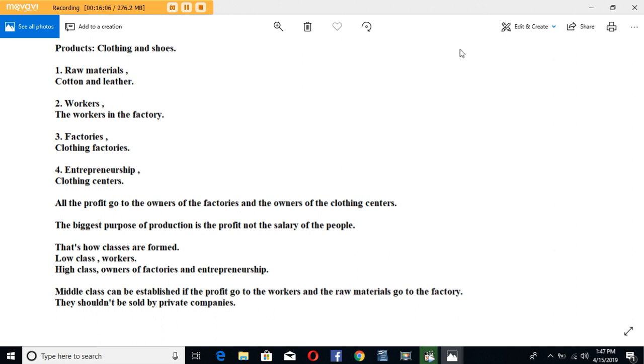The biggest purpose of production is the profit, not the salary of the people. That's how classes are formed. Low-class, workers. High-class, owners of factories and entrepreneurship. Middle class can be established if the profit goes to the workers and the raw materials go to the factory. They shouldn't be sold by private companies.